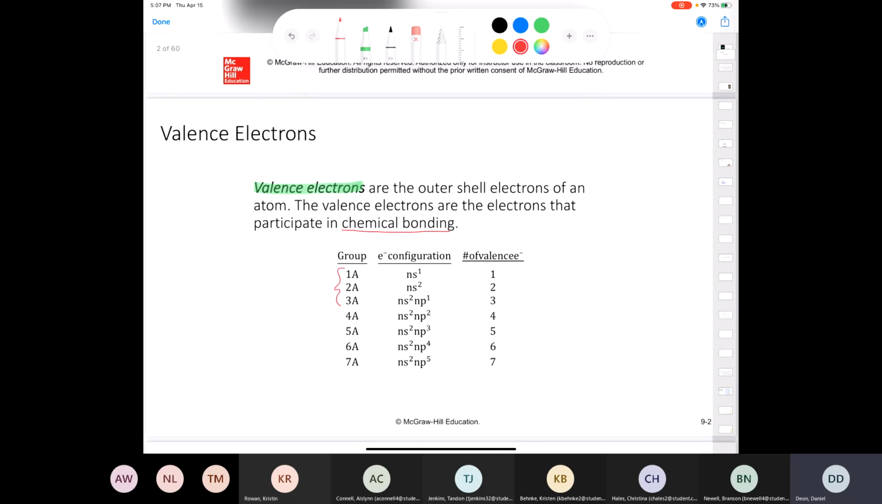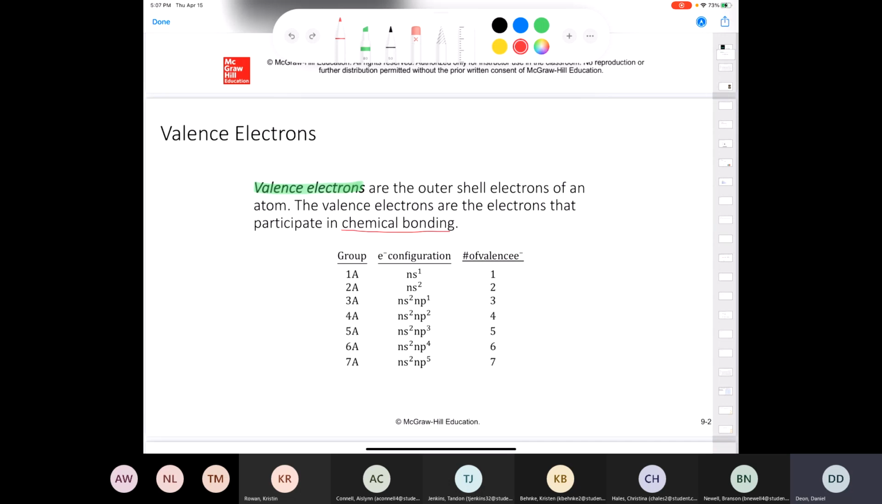When we get over into the nonmetals, over here, we see that these elements tend to gain electrons, don't they? They tend to form anions, and they want to gain as many electrons as is necessary in order to become isoelectronic with a noble gas.